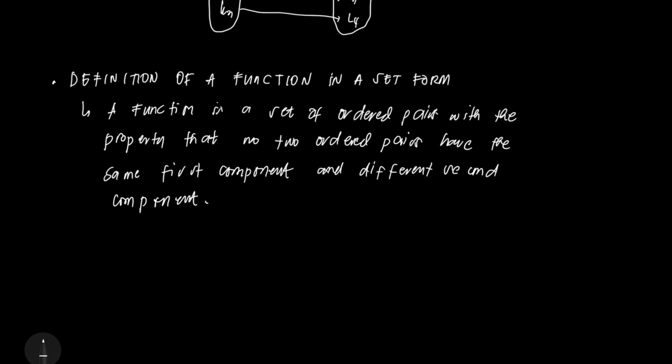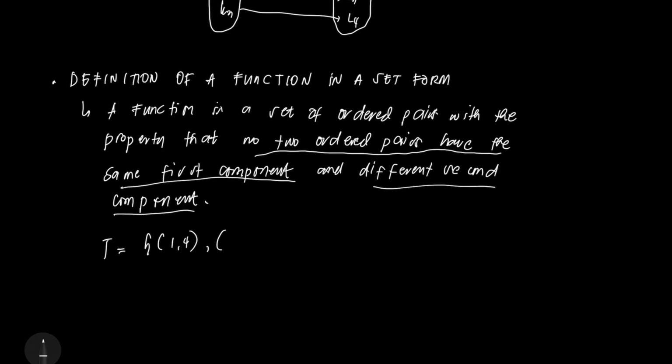So a function is a set of ordered pairs with the property that no two ordered pairs have the same first component and different second component. So this is the same definition as the one we had a while ago, but this one is in the form of ordered pairs. So for example, if we have set T, this is (1, 4), this is (2, 3), this is (3, 2), this is (4, 3), and this is (5, 4). This is a set of ordered pairs.